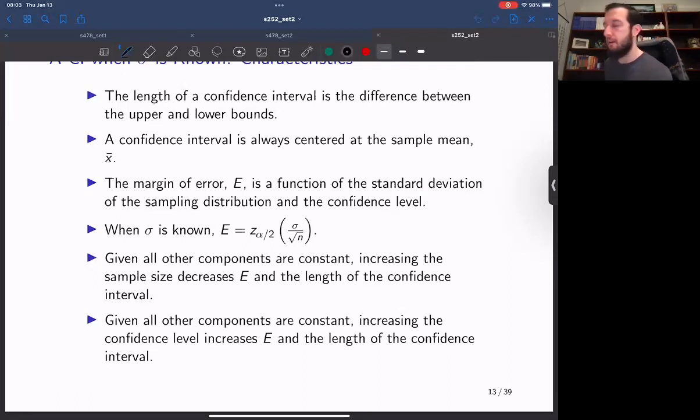And this is a fairly intuitive result. What this is essentially telling us is that the more information we collect from a population, the more precise our interval is going to be. We can also show that if we hold sample size and sigma fixed, so basically for the same sample size, whenever we increase the confidence level, the margin of error increases as well. And that's what those previous exercises were showing us.